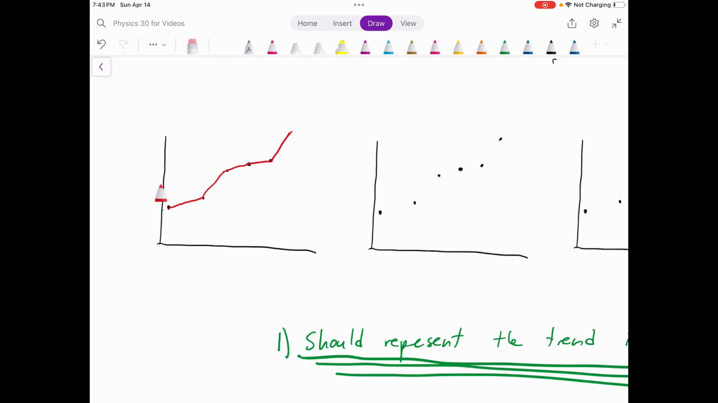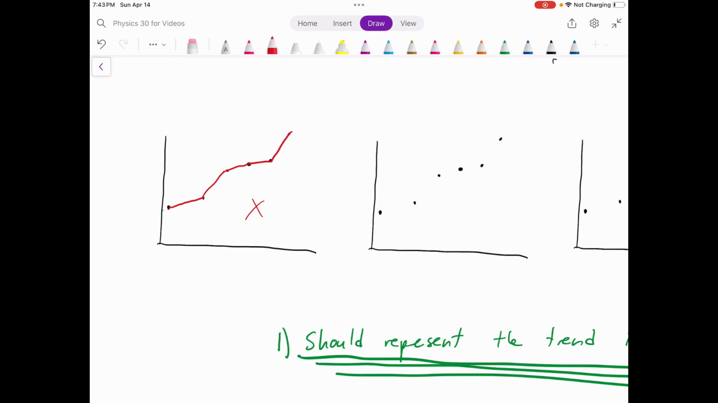I can't get an idea of how y depends on x from this line because it's not a line, it's multiple different lines. Is it really true that y depends on x in a different way when x is these numbers versus when x is these numbers? That's what we're suggesting with something like this. So we don't want to do that.